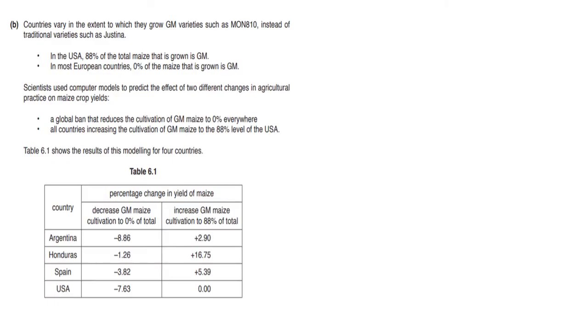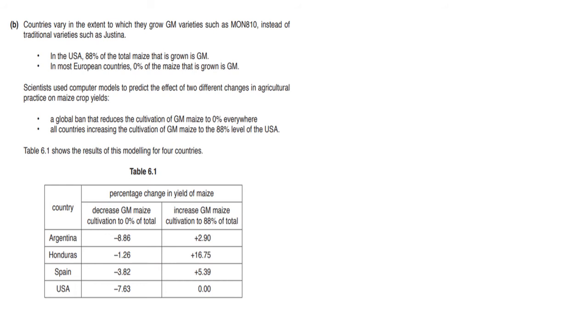Then let's look at this. It says countries vary in the extent to which they grow GM varieties such as MON810 instead of traditional varieties such as Justina. In the USA, 88% of the total maize that is grown is genetically modified. In most European countries, 0% of the maize that is grown is genetically modified.